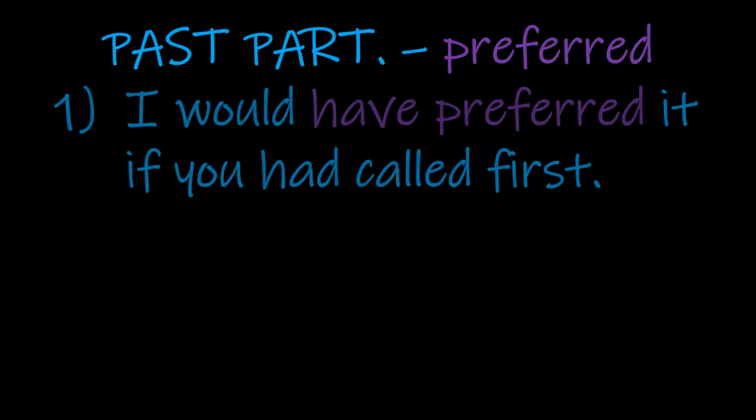Thinking about a past participle form then, I would have preferred it if you had called first. This sentence is a bit more complicated. We've got a modal verb, would, so then we've got a have and preferred, so that we know we're talking perfective here. So I would have preferred it in the past if you had called first, so if before that you had called. So we've actually got 2 events in the past. There's you calling and then me having a preference. So this is quite a tricky sentence.